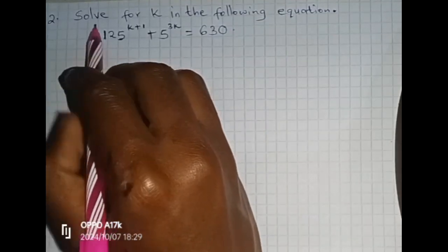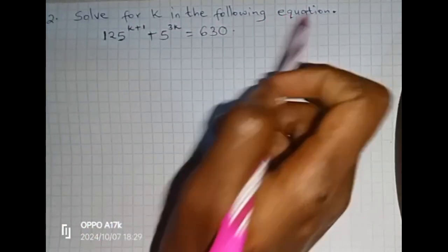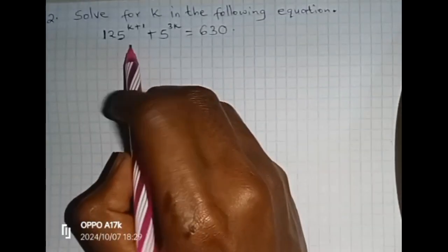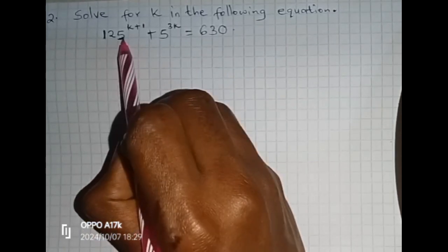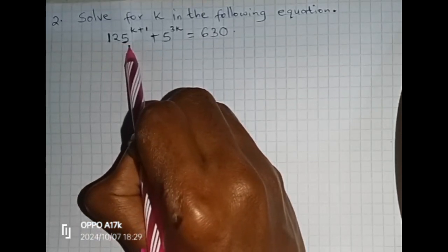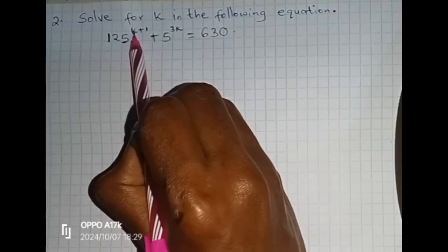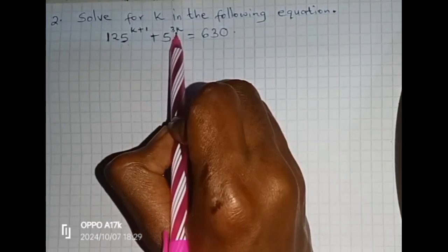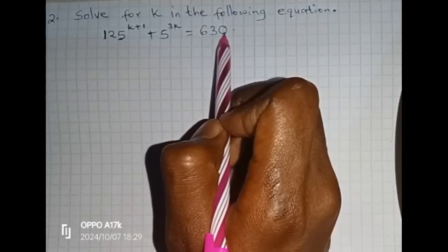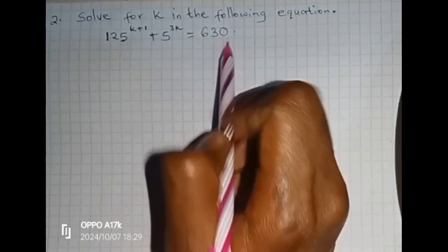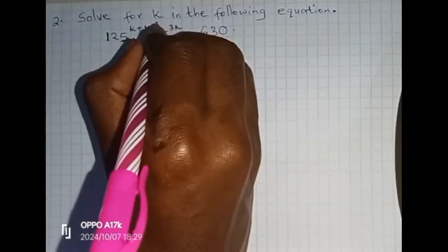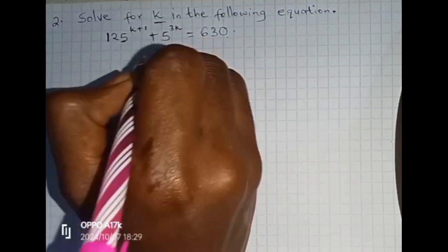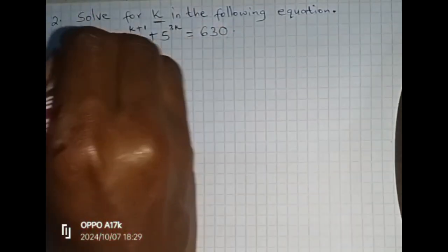You have been told to solve for k in the following equation. The equation is 125 to the power of k plus 1, plus 5 to the power of 3k, is equal to 630. You have been told to solve for k. Remember, this is under indices.